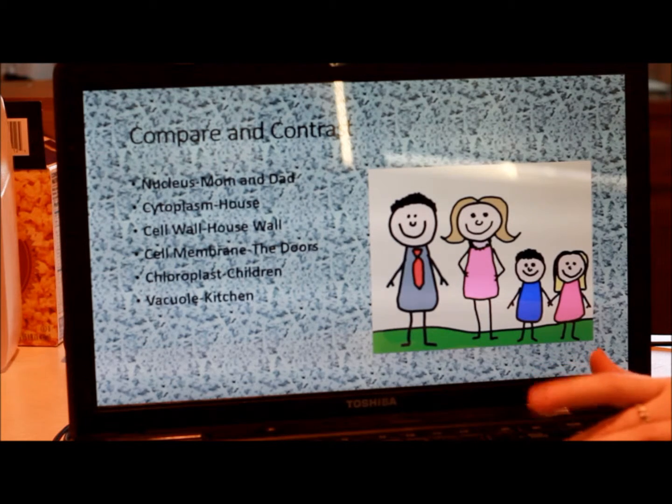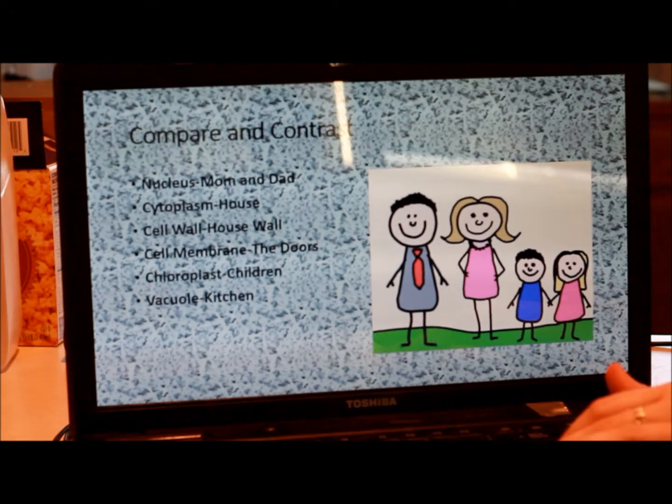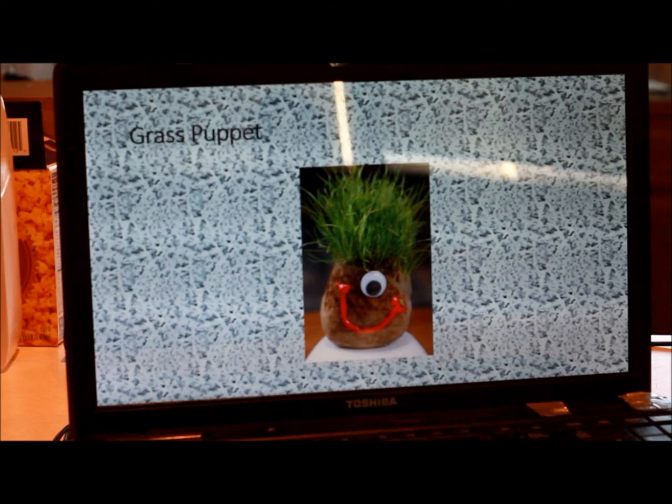And then last but not least, so that she can take home the project with her, we're going to do a grass puppet, where we take a sock and put dirt and grass seeds in it, and then we tie it off and decorate it however she wants to. This is just an example. But then over time, as you put it in the sunlight and give it daily water, it'll start to grow grass as hair, and then it will be her own little puppet that she can study.